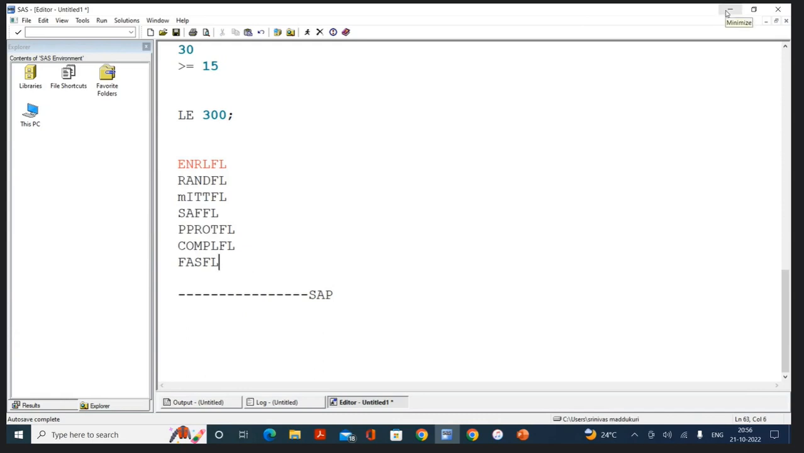Understand this one? Yes, sir. So these are the 7 population flags that we have.